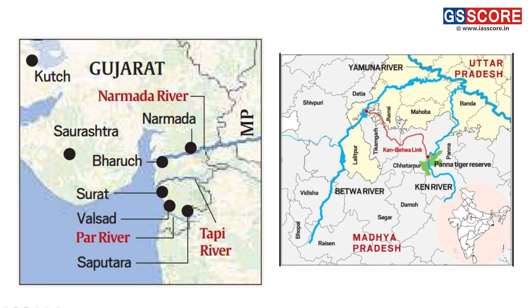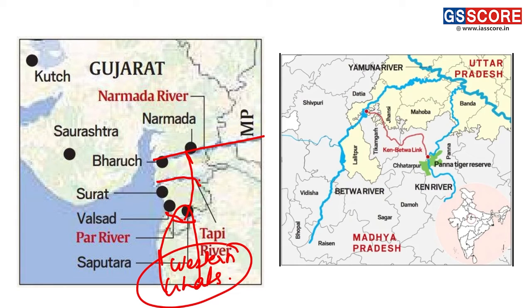Here we can see this is Narmada river, this is Tapi river and this is the Par river. So there will be interlinking of all the three rivers, taking the water which is part of the Western Ghats, and this Western Ghats is a water surplus region. Now about the Ken-Betwa link, these are the two rivers, Ken and Betwa, and they are being connected through this Ken-Betwa link. So these two rivers we can see here.